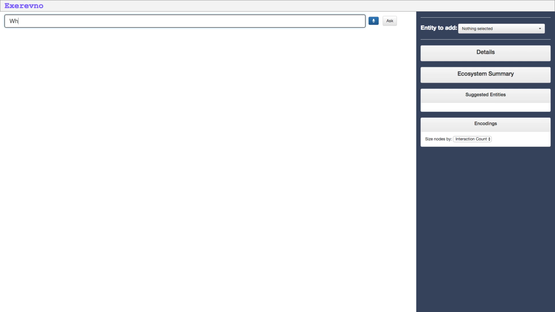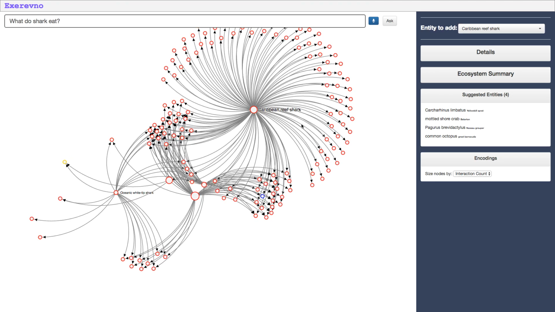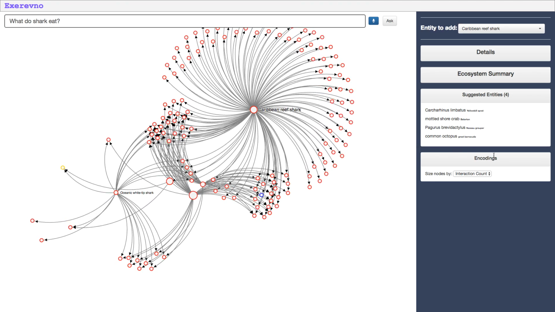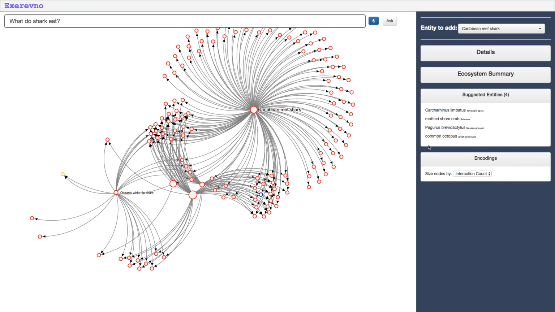Another way John can interact with Exerevno is by providing a natural language query. Using a simple question like, "What do sharks eat?" Exerevno is able to understand that John is interested in sharks and presents John with a subset of the ecosystem that involves sharks.